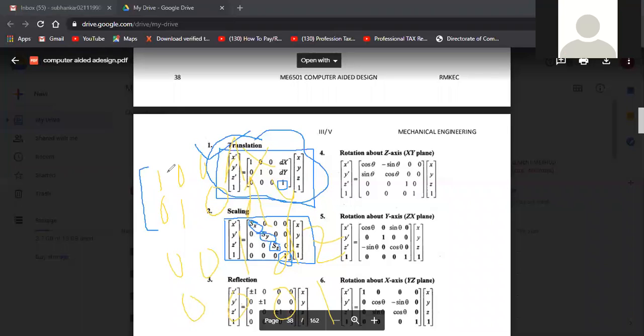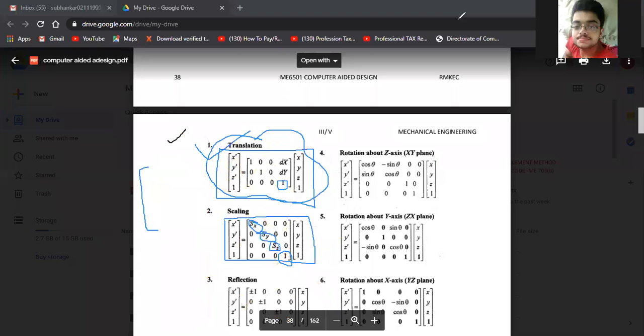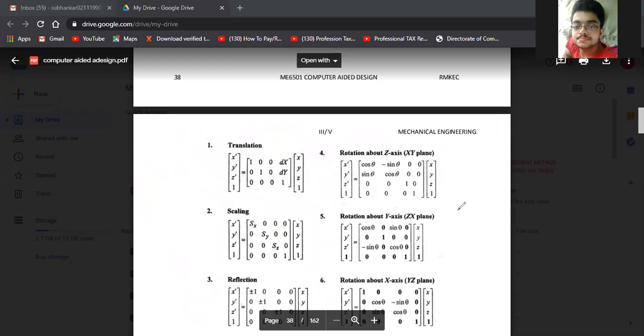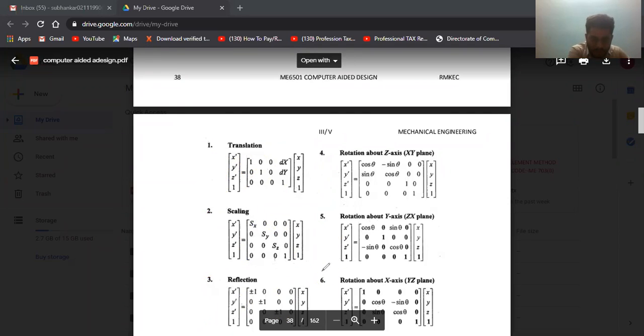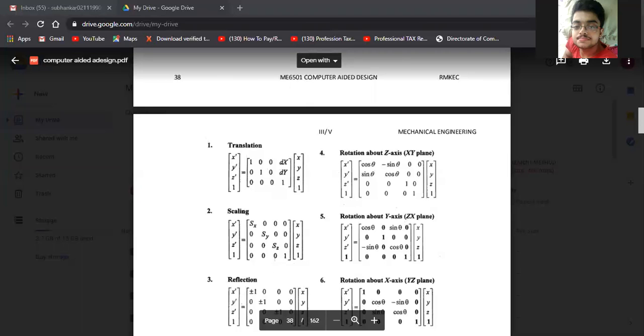The same rule you have to follow in all the forms, whether it is translation, scaling, reflection or rotation. So if I talk about scaling, Sx, Sy and Sz are the scaling factors along the x, y and z axis, then this will be the matrix. Now for reflection.